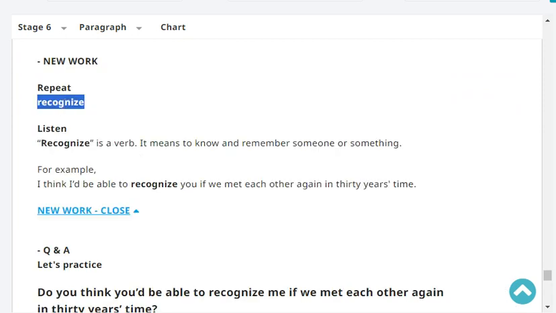Okay, next repeat, recognize. Recognize. Very good. Okay, listen. The word recognize is a verb. It means to know and remember someone or something. For example, I think I'd be able to recognize you if we meet each other again in 10 years' time.